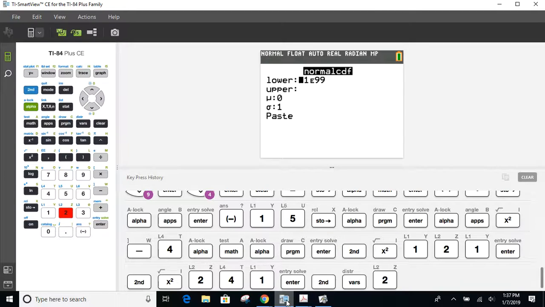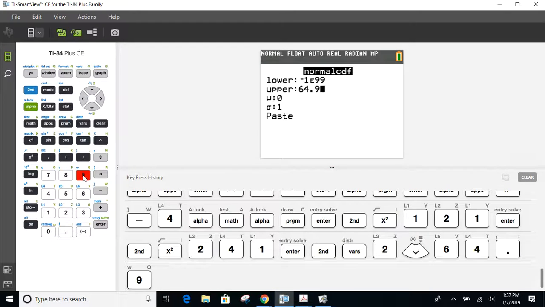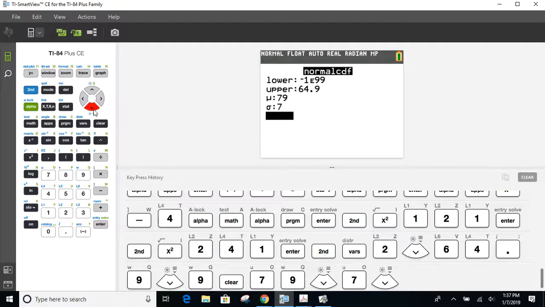-1 E 99 should be the lower one. Remember the E? Take a look again, right above the comma. -1 E 99. How about your upper value? 64.9. Anybody remember what the mu is, the mean here? 79. And then the sigma, the standard deviation, just 7. Paste that in there.